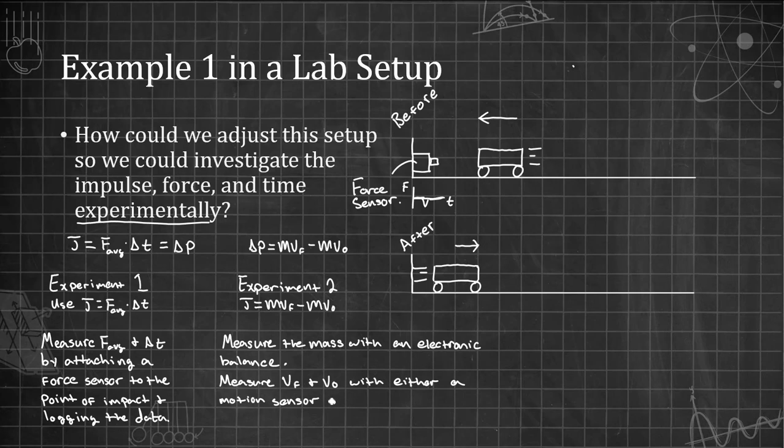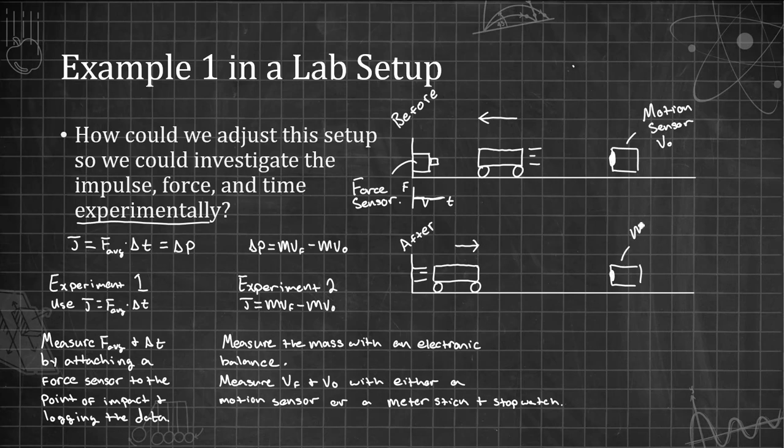One way to do that would be to use a motion sensor. We could just put a motion sensor pointing towards the cart on the right-hand side of the cart, and then just measure the position as a function of time, and use graphical analysis to figure out what the initial and final velocity was. The other way to do this would be to just use a stopwatch and a meter stick.